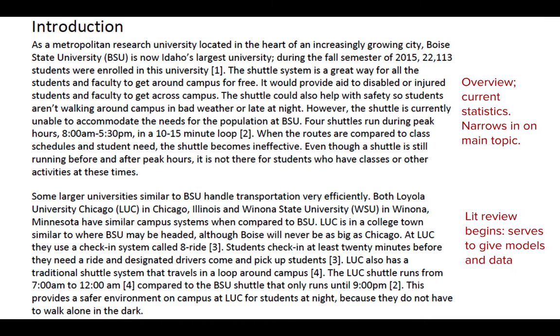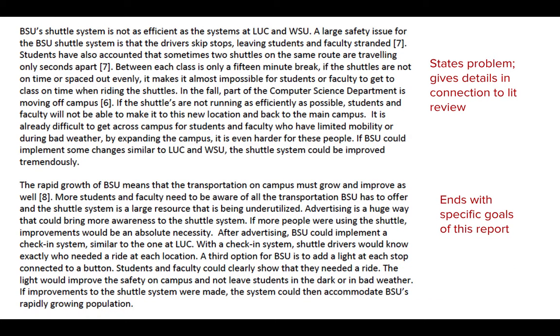They then narrow in on the main topic that the shuttle is currently unable to accommodate the needs of the population at Boise State. So this is essentially their purpose statement. And then they outline the problem a little bit more. Then after that, they begin their literature review, where they talk about where other universities have handled this issue. So they talk a little bit about these other universities and their shuttle systems and some of the things they do. So they're beginning their literature review, and they're using it as a way of fleshing out the problem, giving some models of what could be done, and setting the scene for the rest of their report.